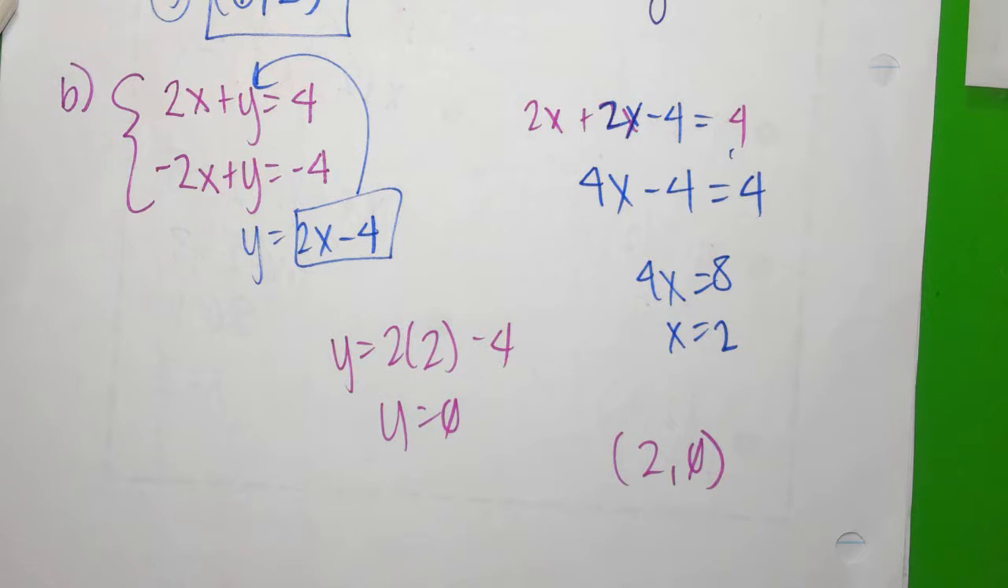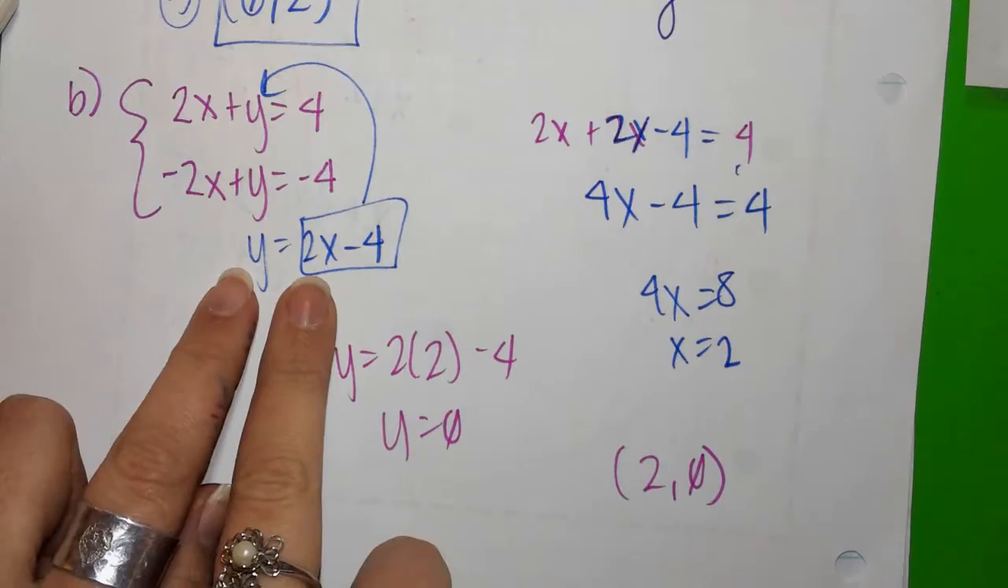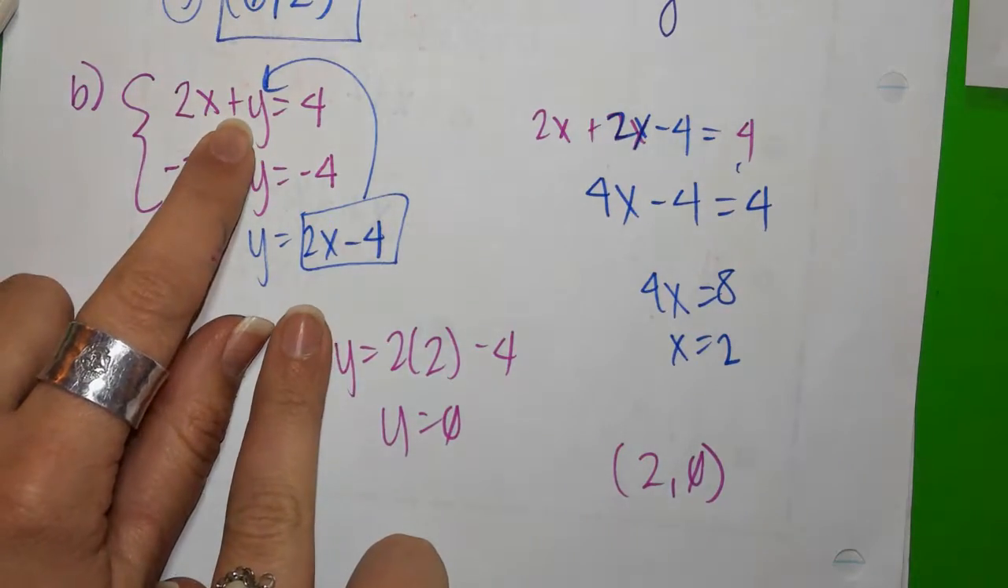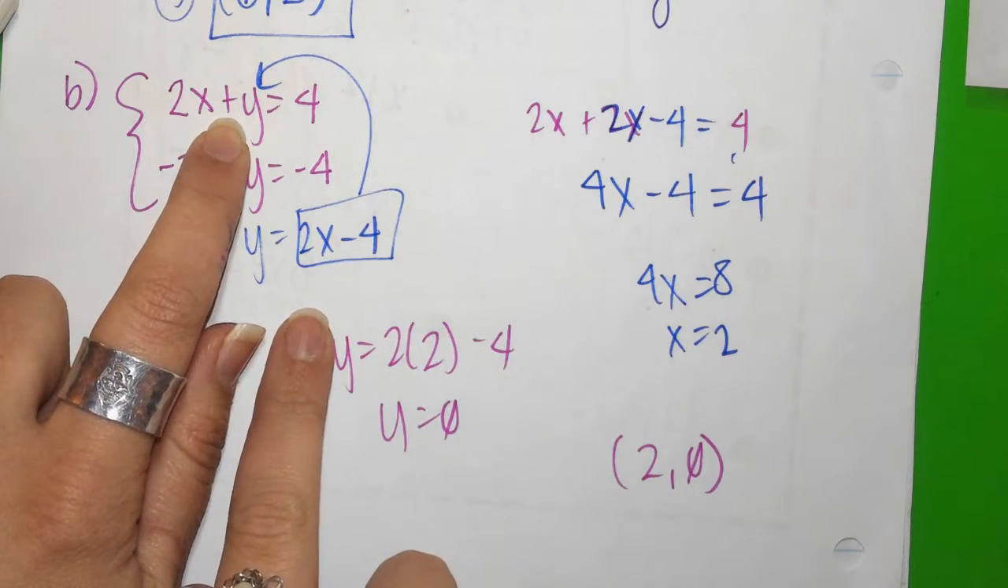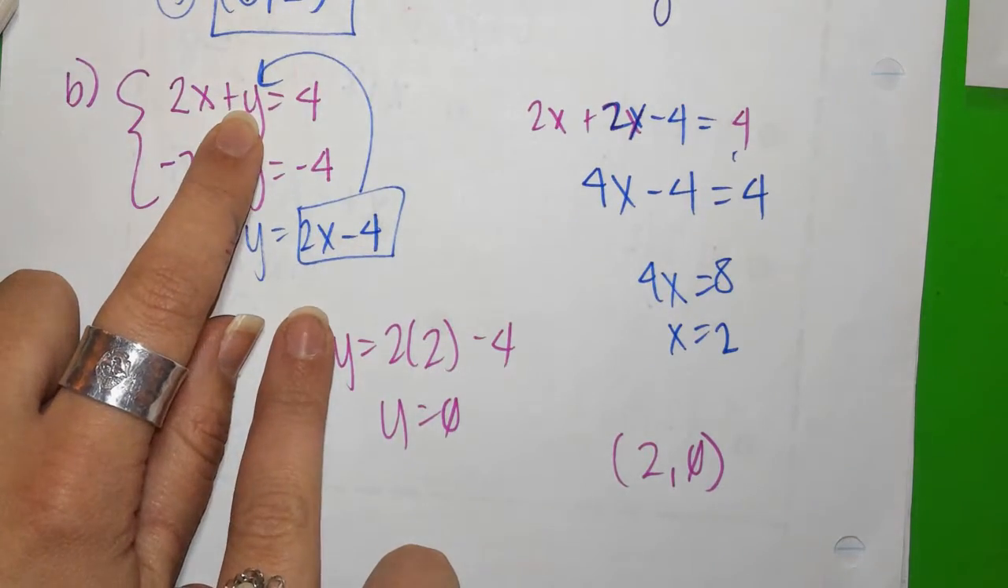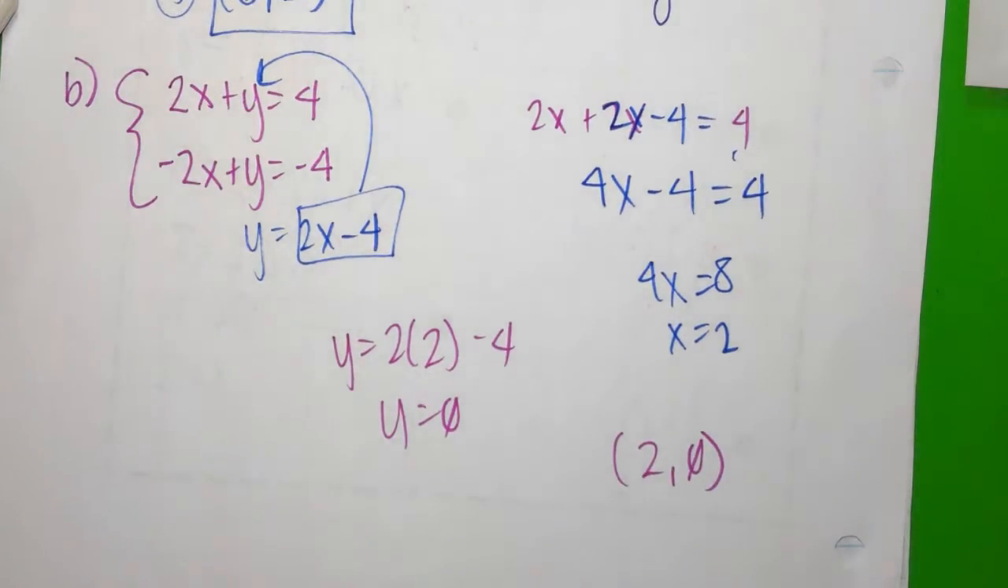So if you made a mistake, tell me where you made a mistake. What happened? Distribute? Okay. Do you see why we don't distribute? So we solved for y, correct? And we plugged it in here. Is there a number in front of y? No. So you don't distribute. There's no number in front of y, so you just plug it right in.